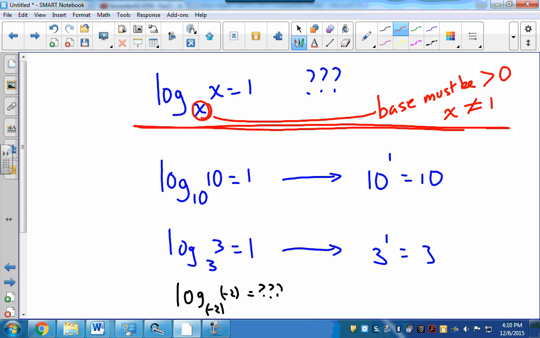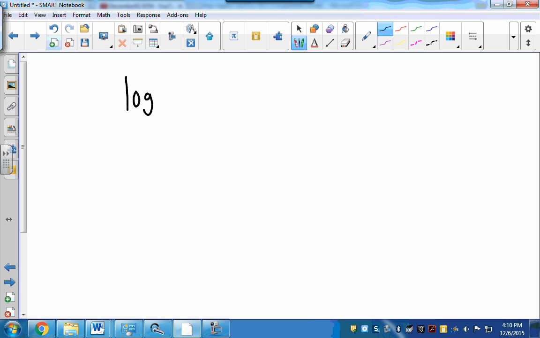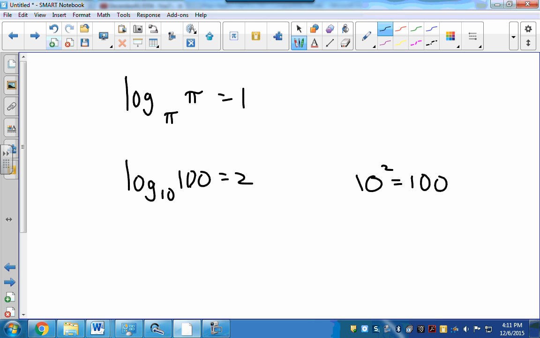Okay, let's look at a typical example of this. Suppose you had log base a number bigger than 1. How about pi? Log base pi of pi is equal to 1. If we translate that, here's our translation key again: log base 10 of 100 is 2, because 10 squared is 100. So we remember that, and then we translate this. Pi is the base. The exponent is 1. And we get pi. So that makes sense.